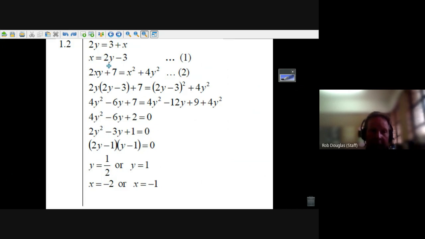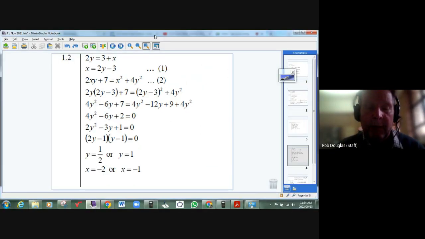You run up here and you put it here. You go 2 times a half is 1 minus 3. x is minus 2. Then put 1 in there. 2 times 1 is 2. 2 minus 3 is minus 1. There's your x values that go with the y values. So that's it. There you go.